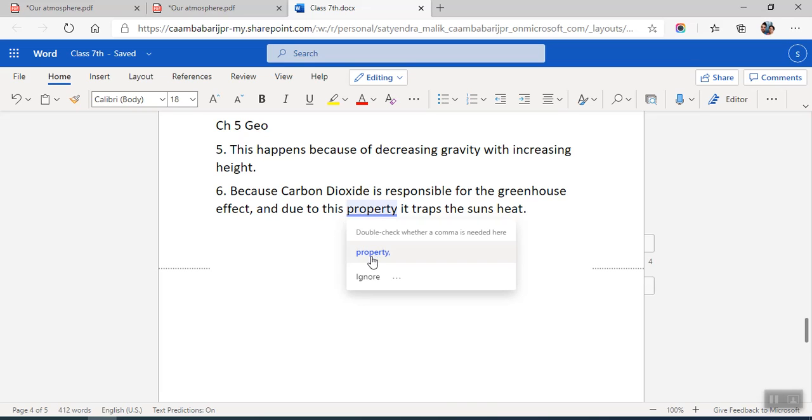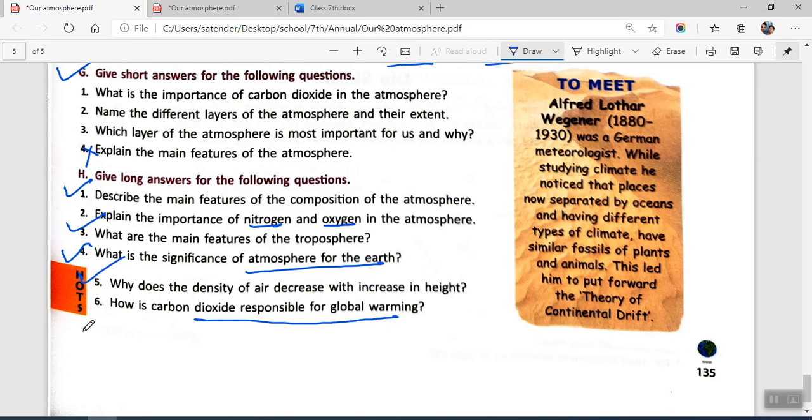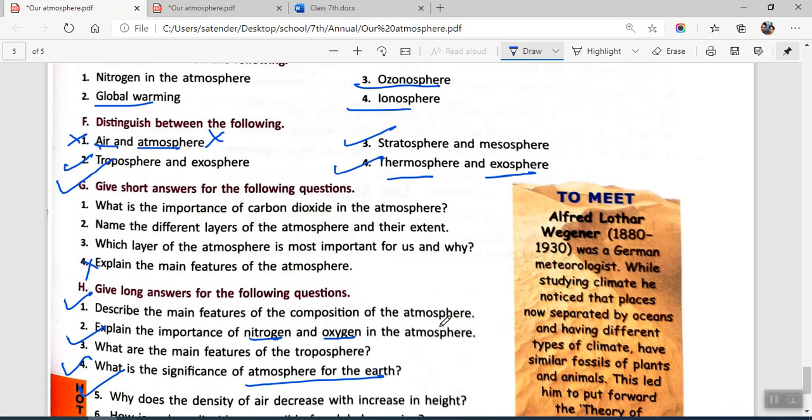Hold on a second. Okay, all right, there was a mistake of comma. So for fifth you will be writing this, and for sixth you will be writing the answer as this one. All right, with this the chapter is over. If you have got any questions, then you just let me know, or we can just discuss that in the class.